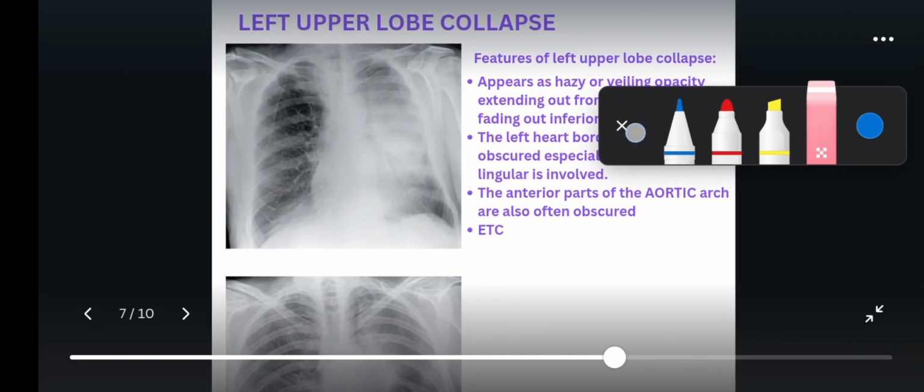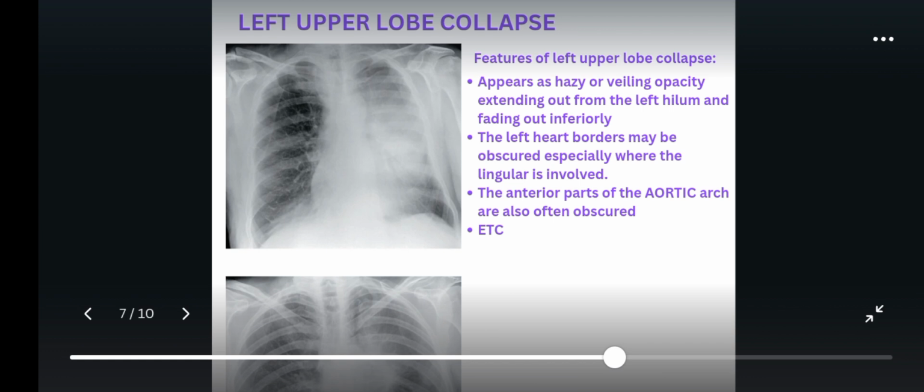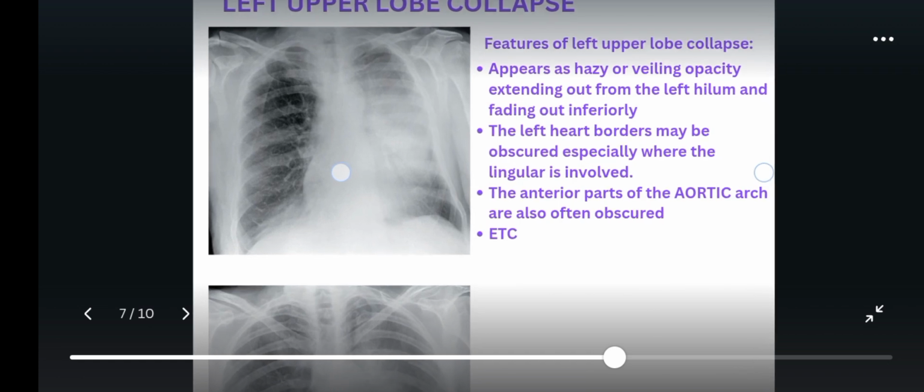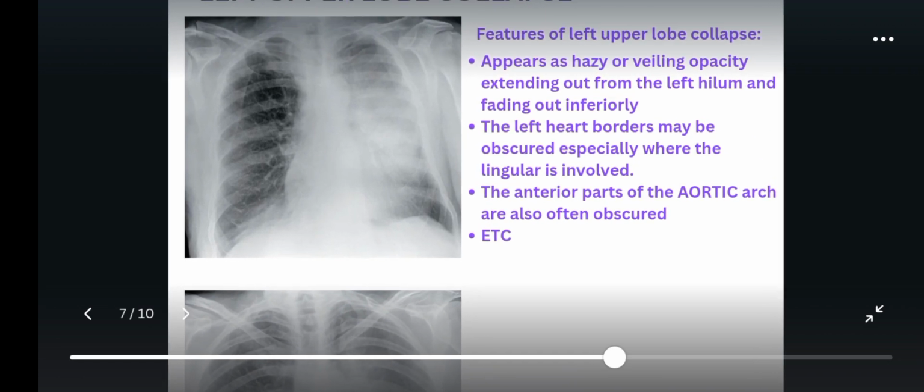Let's look at the features you can see in left upper lobe collapse, because before we look at these images I have here, features of left upper lobe collapse. One is appearance of hazy or veiling opacity extending out from the left hilum and fading out inferiorly. The left heart borders may be obscured, especially where the lingula is involved. It covers the left heart border. It will not be distinct. Then the arterial aspect of the aortic arch are also often obscured in left upper lobe collapse.